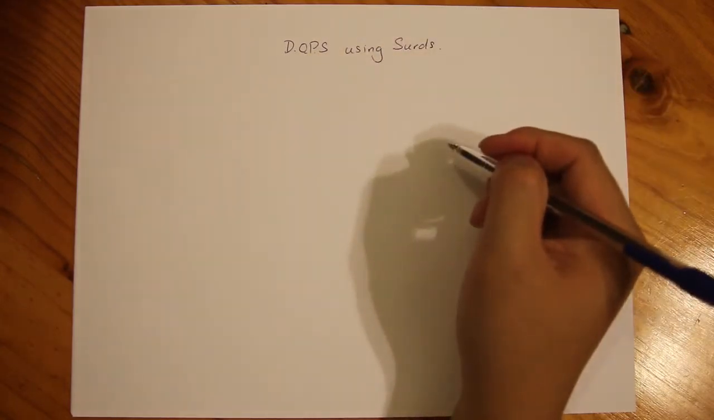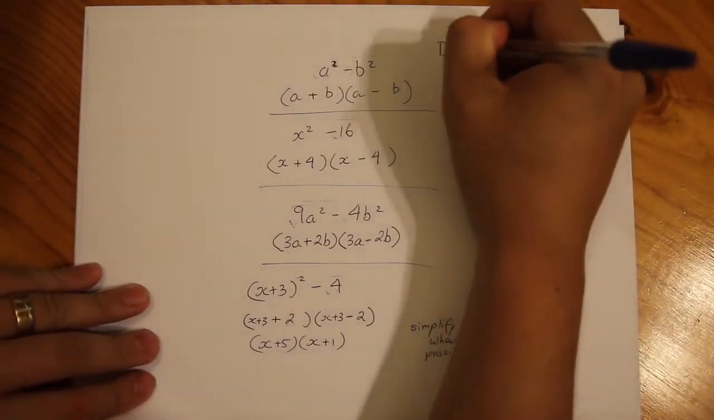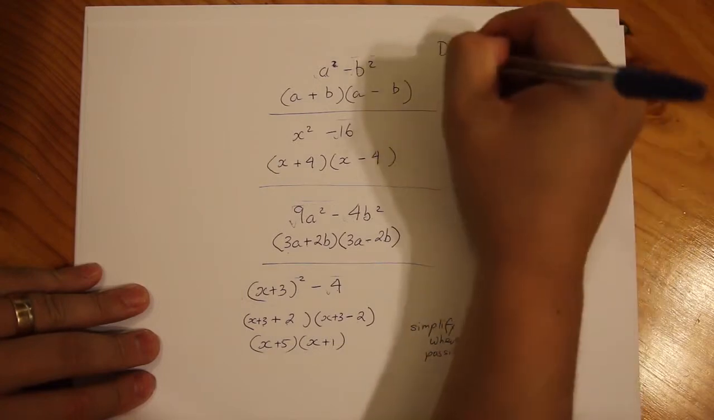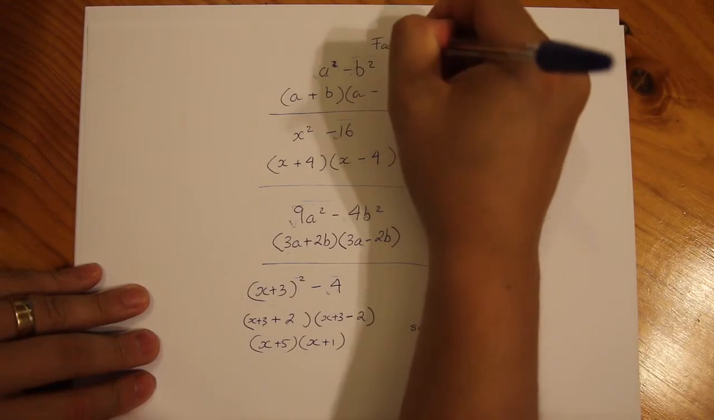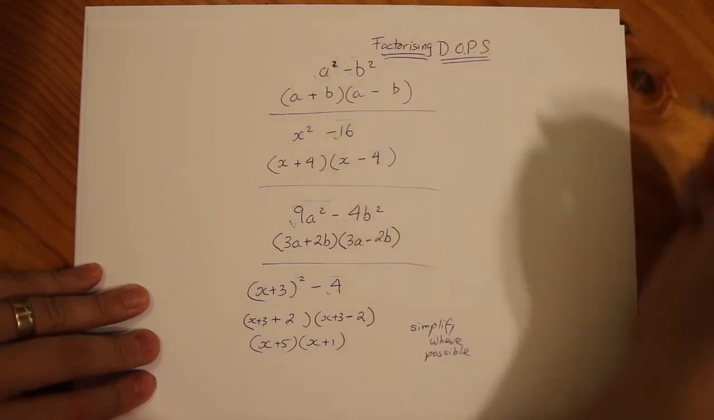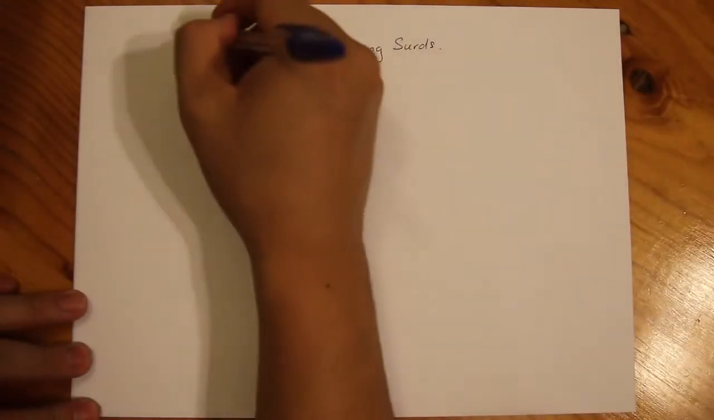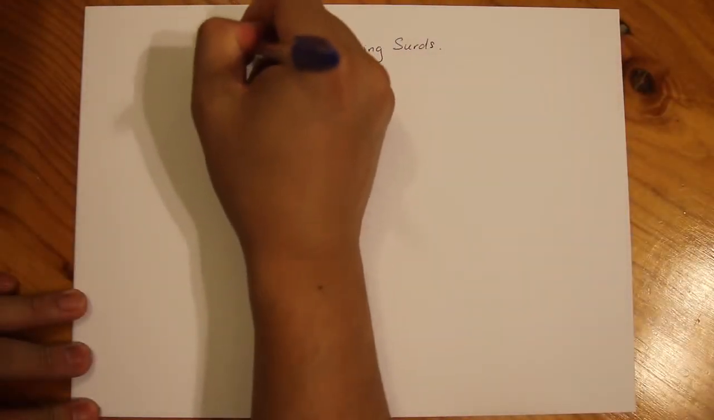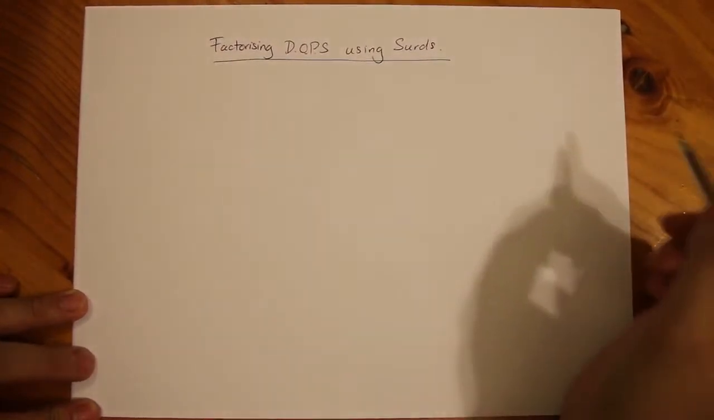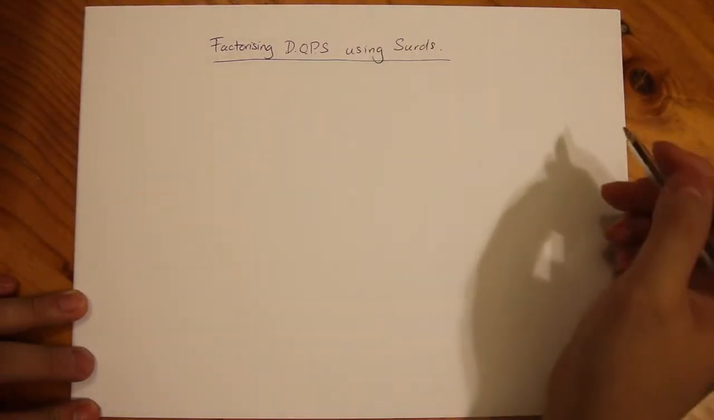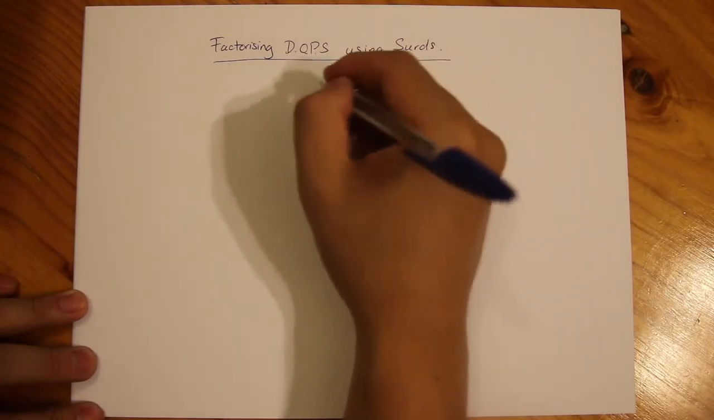By the way, going back to this one, I might just put a title: D.O.P.S or Factorising D.O.P.S. So we're factorising difference of perfect squares here, and here we're going to be again factorising difference of perfect squares, but using surds. Okay, we'll do 3 examples here.